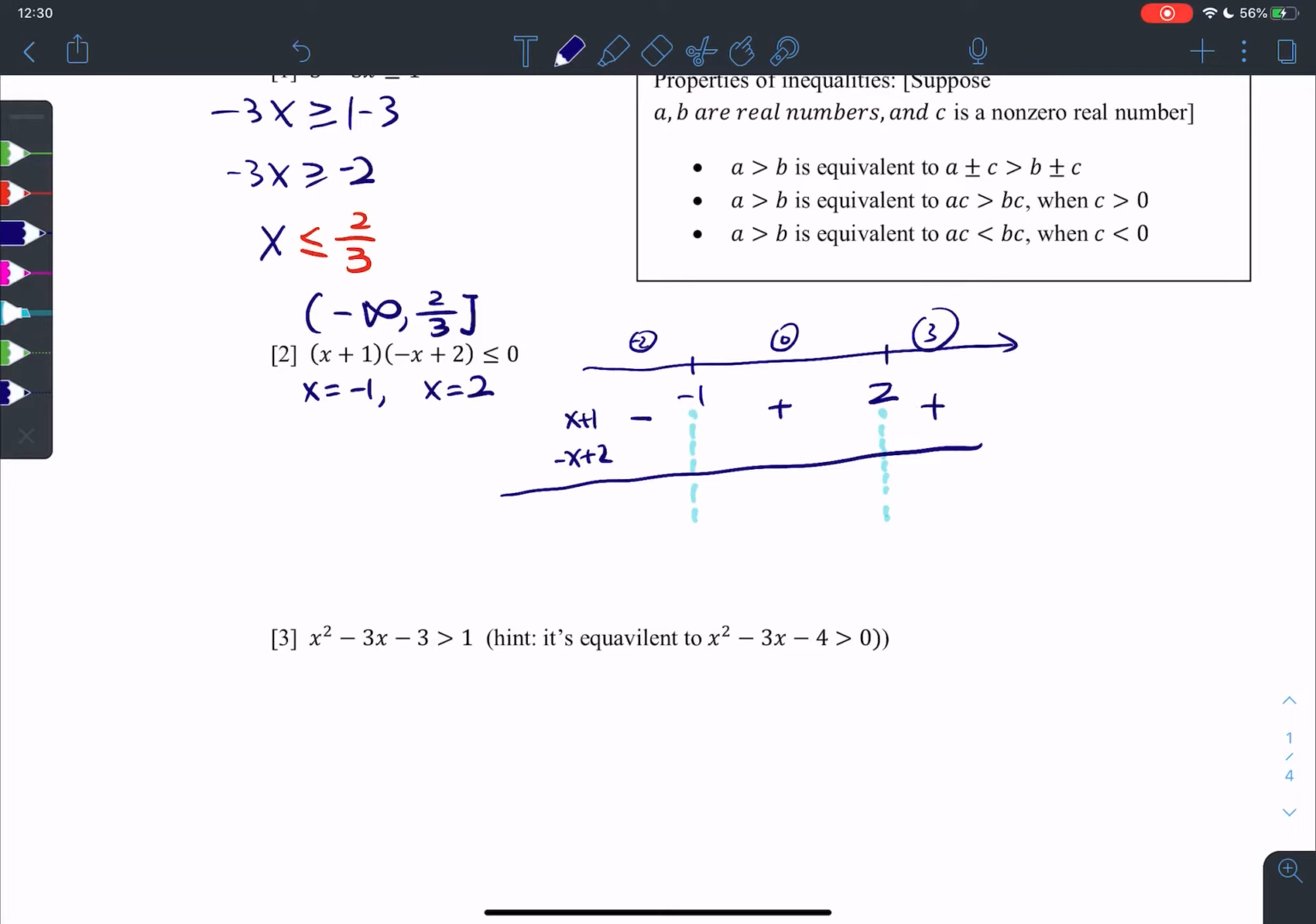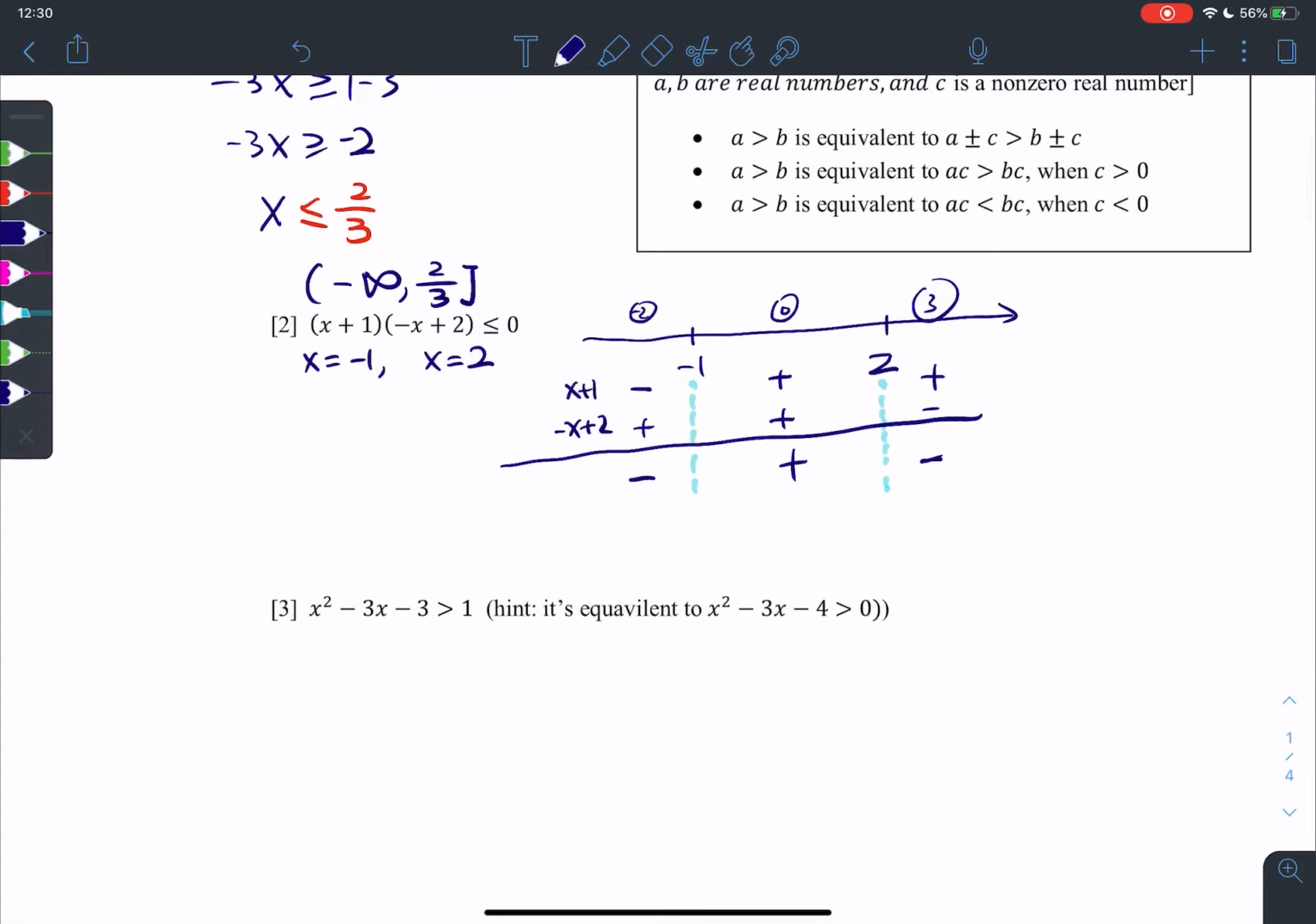What we have here is positive, negative, and positive. So if we were to multiply them together, this is what we end up with. So for my final answer, I'm supposed to pick the first and the last interval, which is going to be -infinity through -1, combined with 2 through +infinity. Because the original problem is less than or equal to, I know that I should be using brackets to include both endpoints.